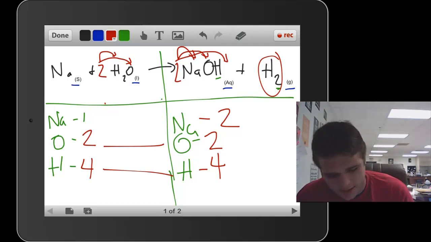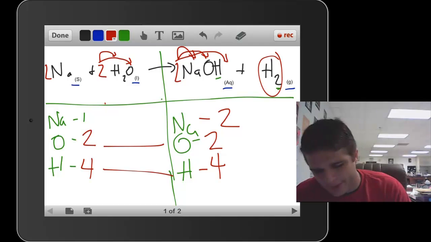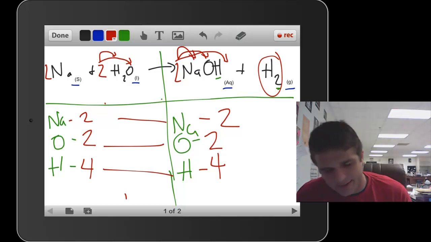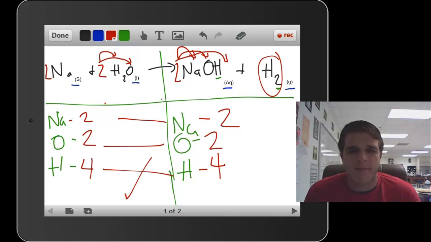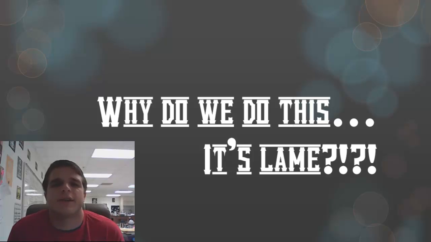But that's an easy fix. We just come over here to the sodium and add a coefficient of 2 next to it. That fixes it up to where we then have 2 units of sodium, making everything balanced, okay? Easy. So why do we do this?